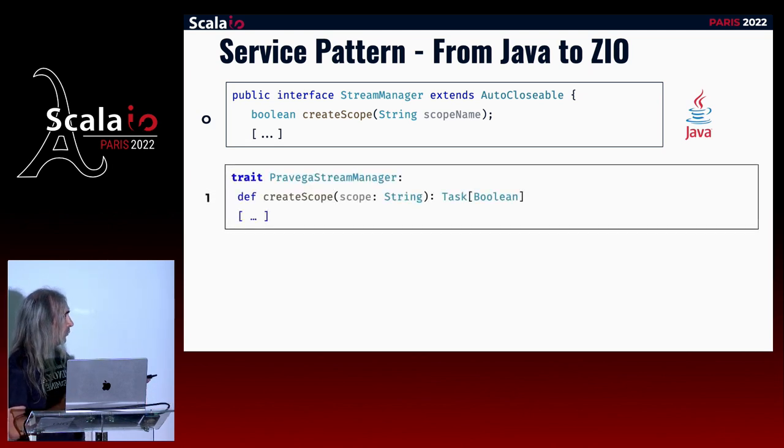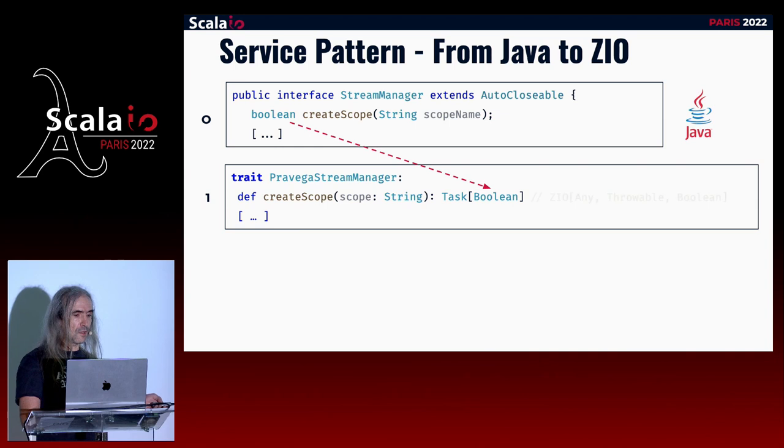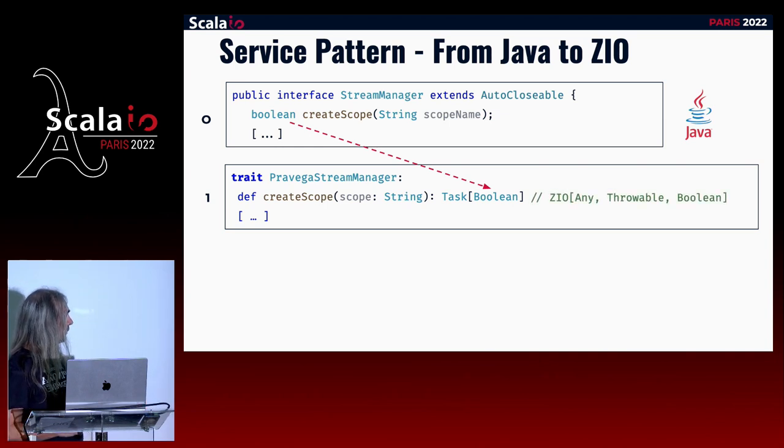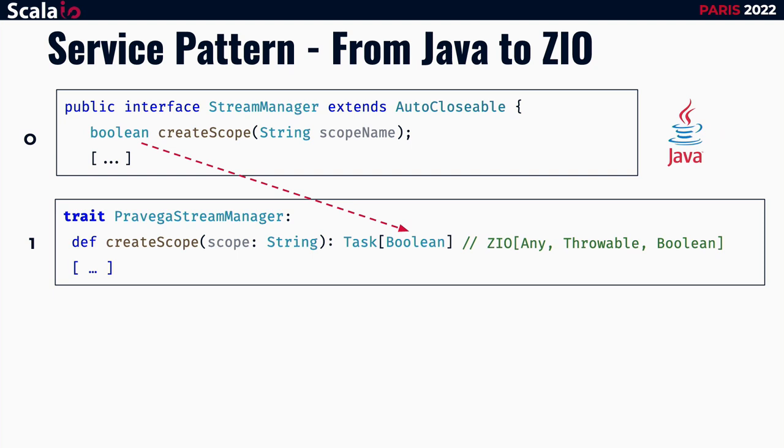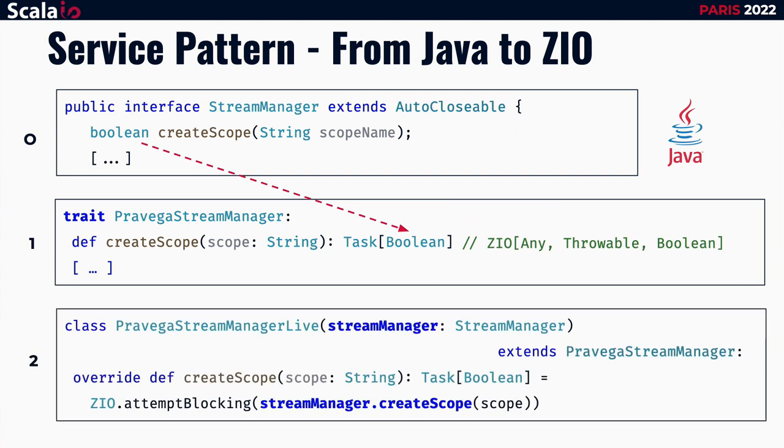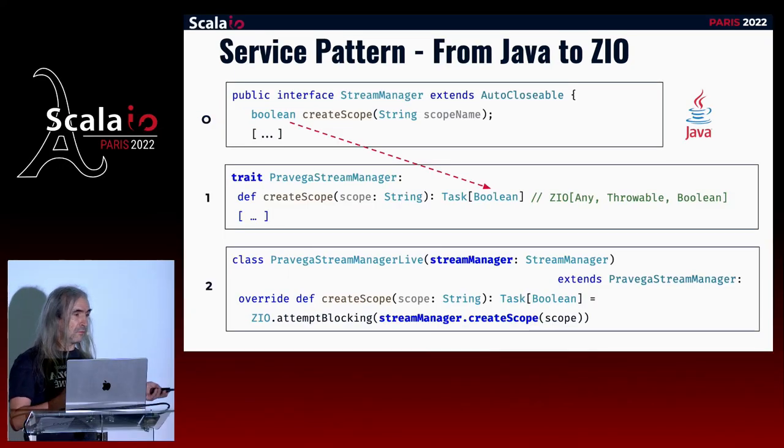First step, we have to define the ZIO equivalent of this interface. Very easy, it's just a task that will eventually produce a Boolean. Task is just a type alias from ZIO to remove this Any because it depends on nothing and may throw an exception. Now, the implementation, very straightforward. I use the Java API stream manager that will be injected soon, and I just forward the call of the create scope in a attemptBlocking because it has some network involved.